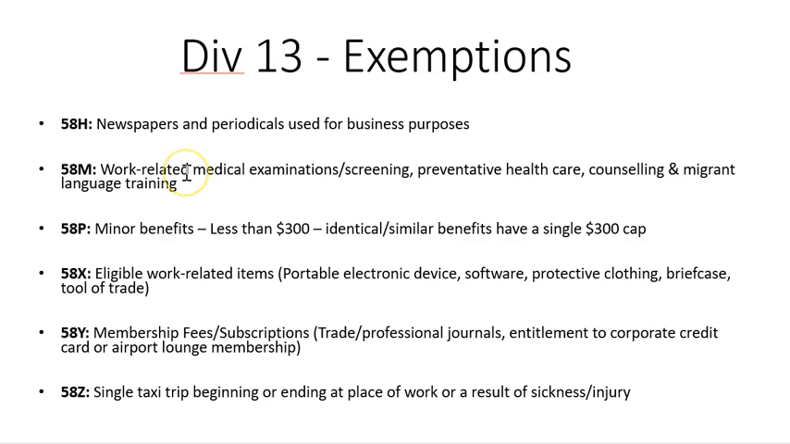58M, straightforward. If there's any work-related medical examinations or screening, preventative healthcare, counselling and migrant language training, they're exempt. 58P, so any minor benefits, ones less than $300, are exempt. However, if they're identical or similar benefits, they have a single $300 cap.